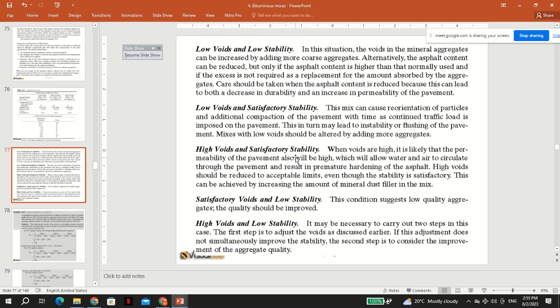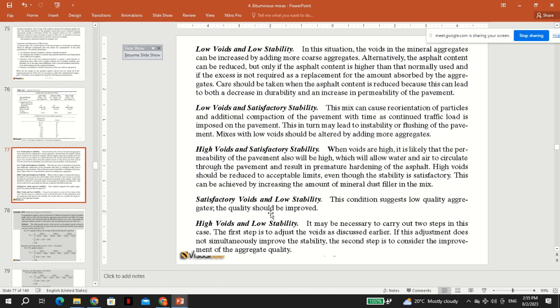High voids ratio and satisfactory stability. When voids are high, it is likely that the permeability of the pavement also will be high, which will allow water and air to circulate through the pavement and result in premature hardening of the asphalt. High voids should be reduced to acceptable limits. Even though the stability is satisfactory, this can be achieved by increasing the amount of mineral dust filler in the mix. Okay, so you add fillers.